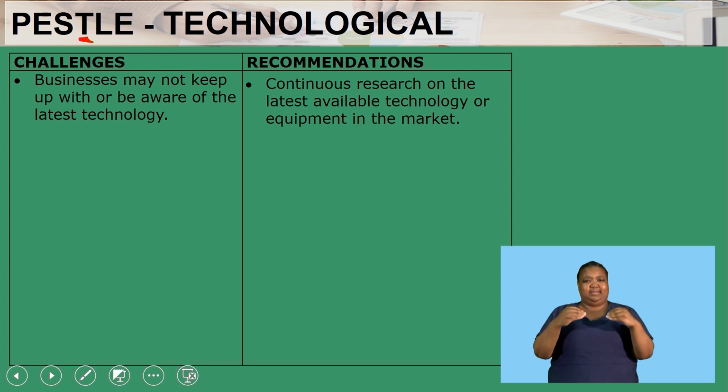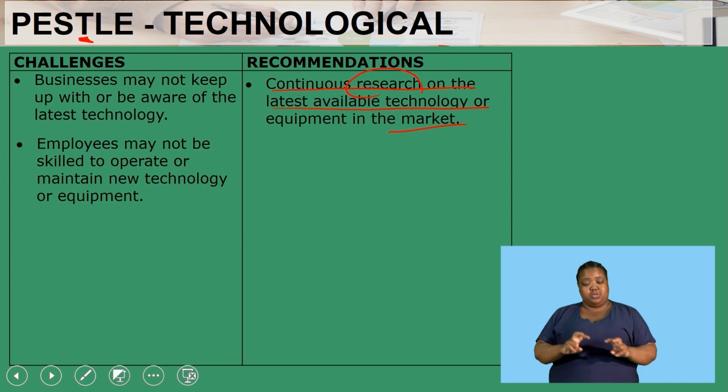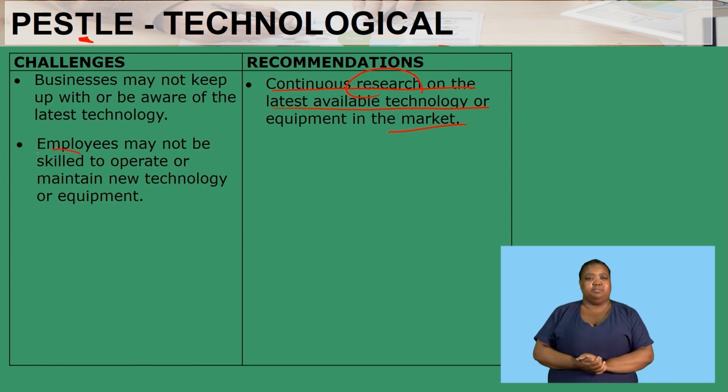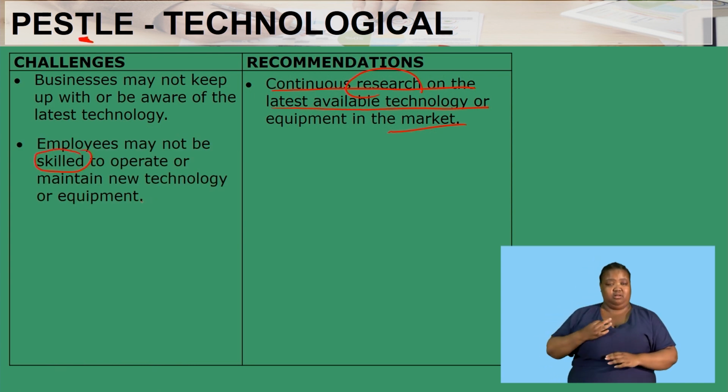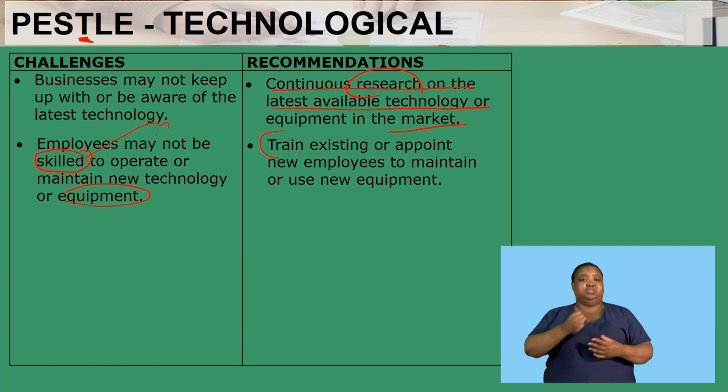So what should happen? Continuous research on the latest available technology or equipment in the market. So research is very important. It needs to happen. Employees may not be skilled to operate or maintain new technology or equipment. So if they do not have the skill, what do you do as a business? Exactly. You train the existing or appoint new employees to maintain or use new equipment.